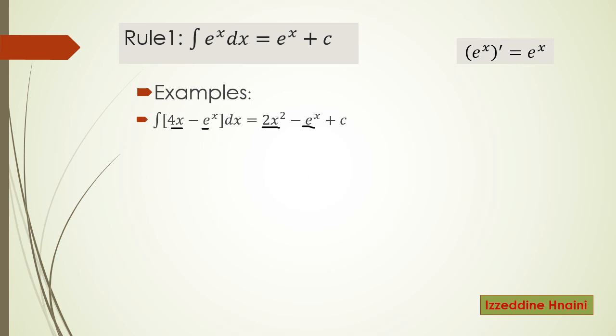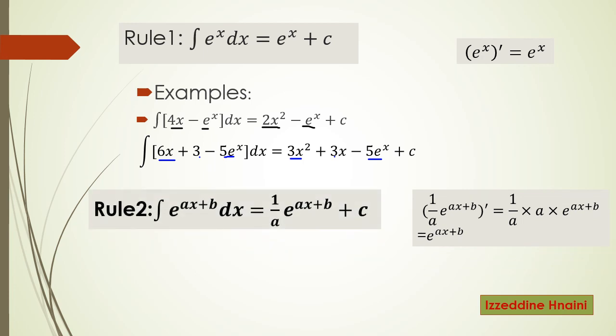Second example, 6x plus 3 minus 5e^x. The antiderivative of 6x is 6x squared over 2, which is 3x squared. The antiderivative of 3 is 3x, and the antiderivative of 5e^x is 5e^x.